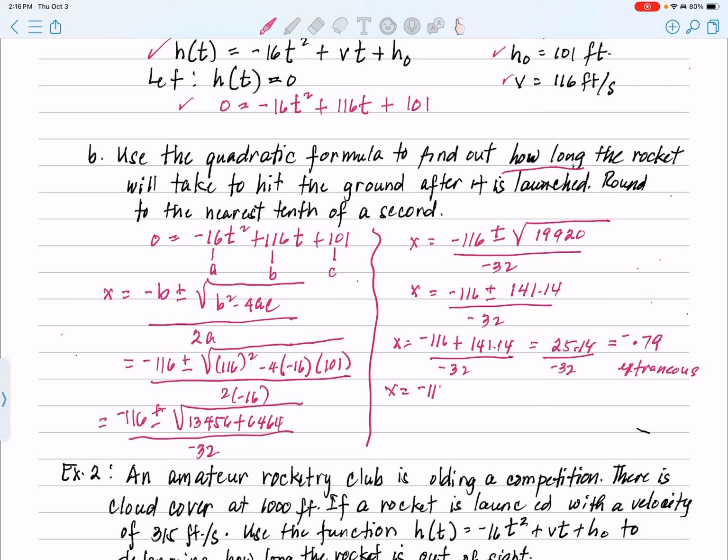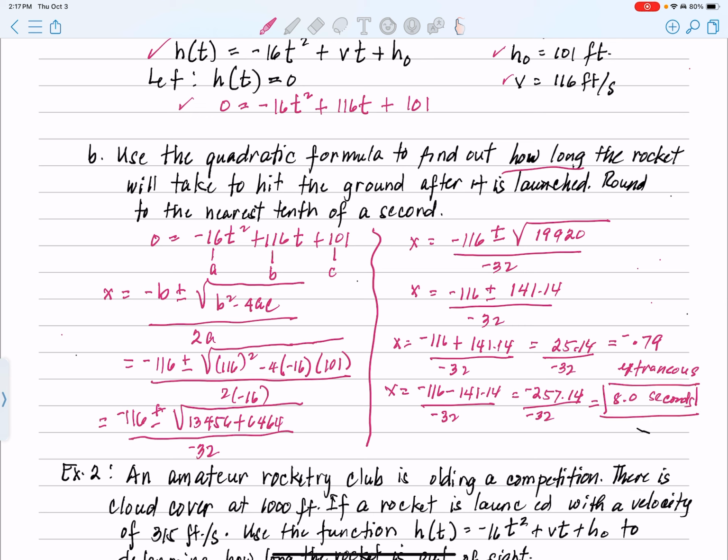Let's check when we subtract. Negative 116 minus 141.14 divided by negative 32. So we have two negatives, we're going to add them. That would be negative 257.14 divided by negative 32. And we come up with 8 seconds. All right, so this is the answer.